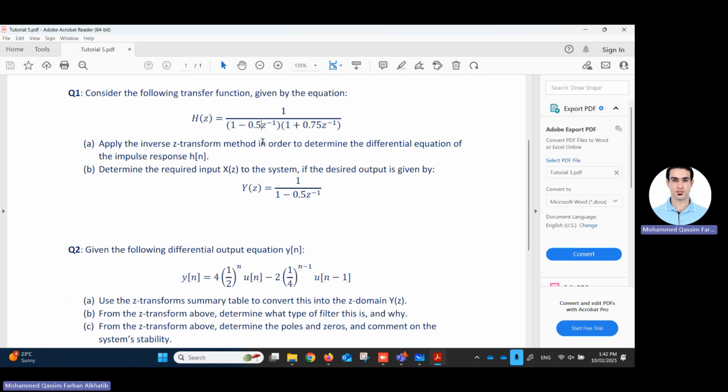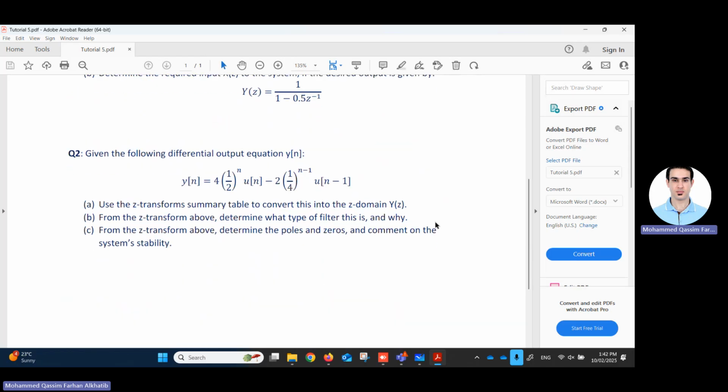Okay, given the following difference equation, use a z transform summary table to convert this into the z domain, y of z. Okay, how to do that? Use the table. Convert this into y of z. So this is y of n. What is y of z?